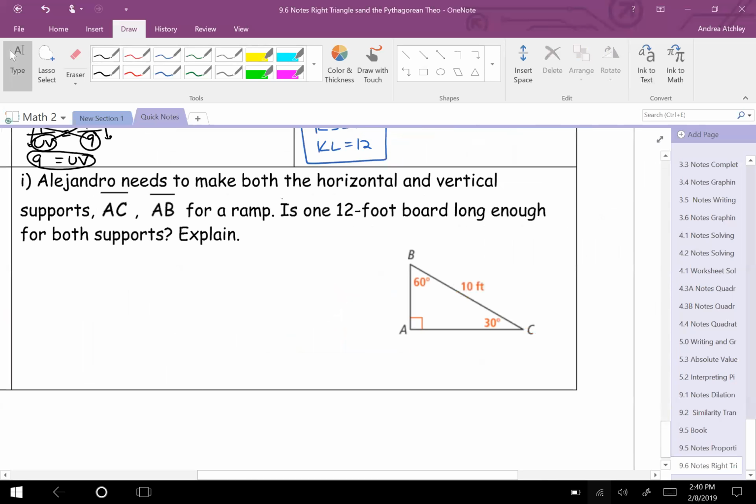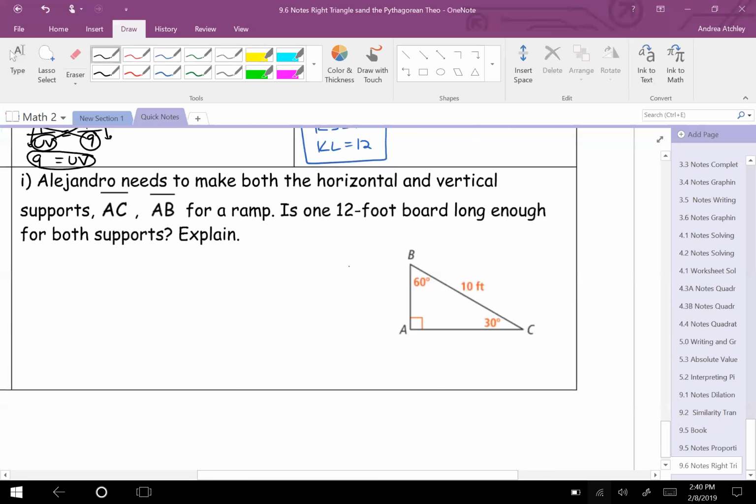Alejandro needs to make both the horizontal and vertical supports, AC and AB, for a ramp. Is one 12-foot board long enough for both supports? Explain. Okay, so when I look at this, I need to see if these two sides together will be more or less than 12 feet.